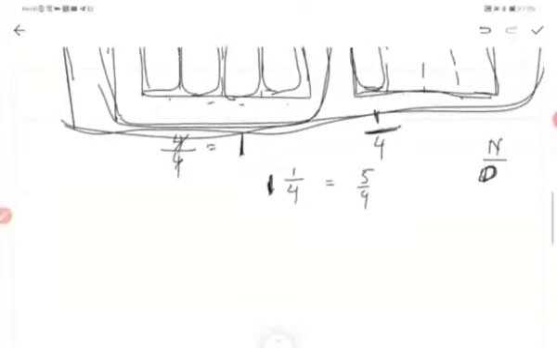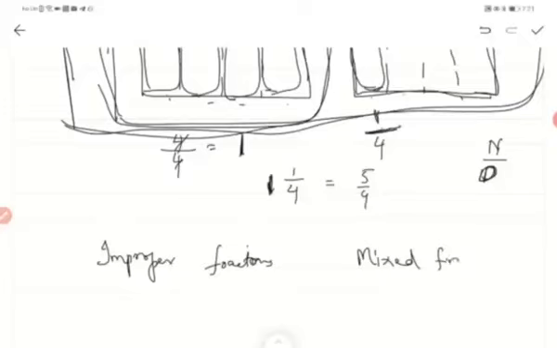Okay, so remember, every time, all the improper fractions can be represented as mixed fractions, and all the mixed fractions can be converted into improper fractions. So if you say a mixed fraction, that means it is an improper fraction. It can never be a proper fraction. Remember this. All right.